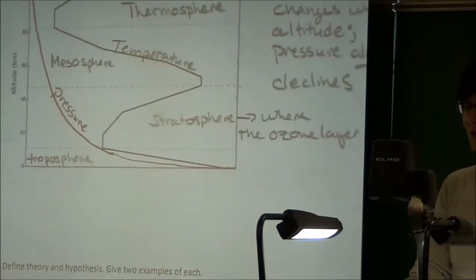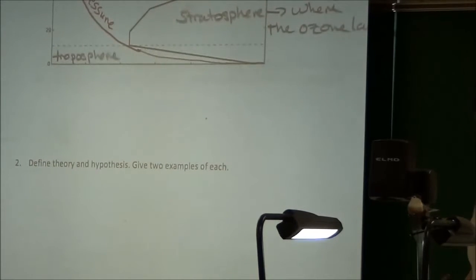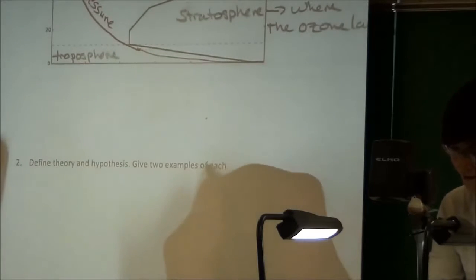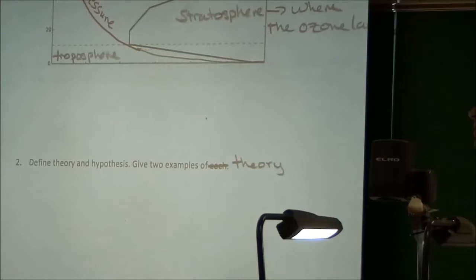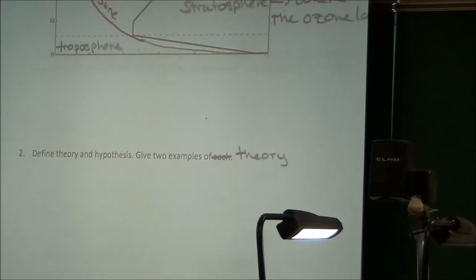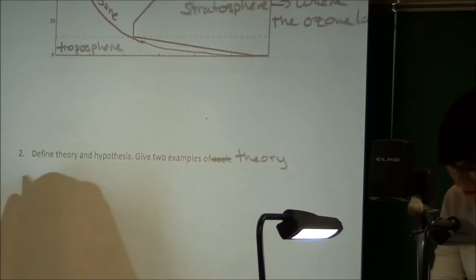Now, second question: define theory and hypothesis, and we'll give a whole bunch of examples of theories. So what's a theory and how is it different from a hypothesis? Yes, Barb? A theory is basically a statement or a fact that's been proven over and over, resulting with the same results each time it's been tested. Excellent.